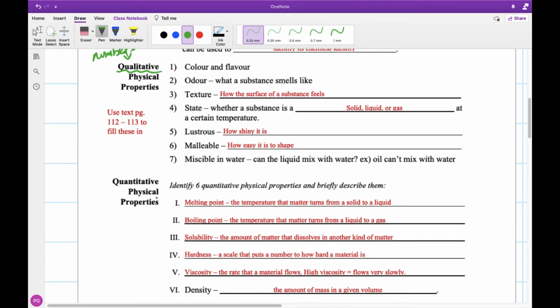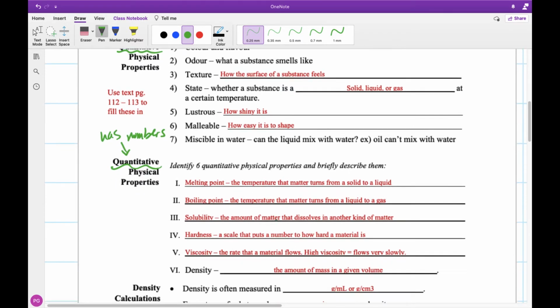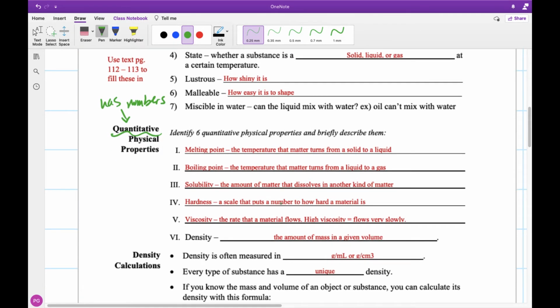Our quantitative physical properties. Quantitative means that it has numbers. So a quantitative physical property is something that has numbers associated with it. So melting point, the temperature that a matter turns from solid to liquid, this is going to be a temperature. This would be our number right here. That's why it's quantitative. Boiling point, same idea, again a temperature. Solubility, so the amount of matter that dissolves in another type. So again, the amount, whether that's in grams or milliliters, that's going to be our number.